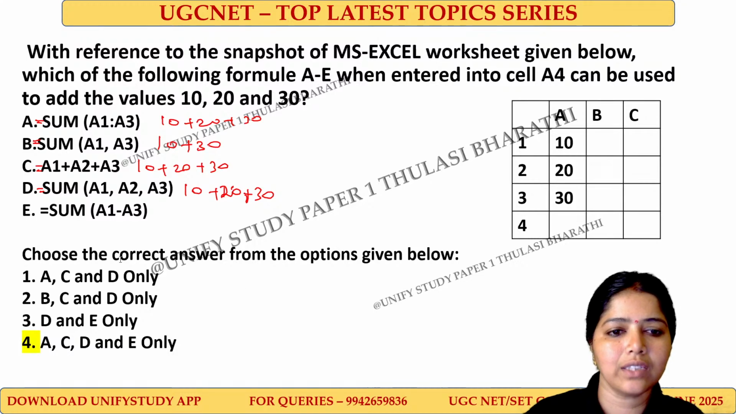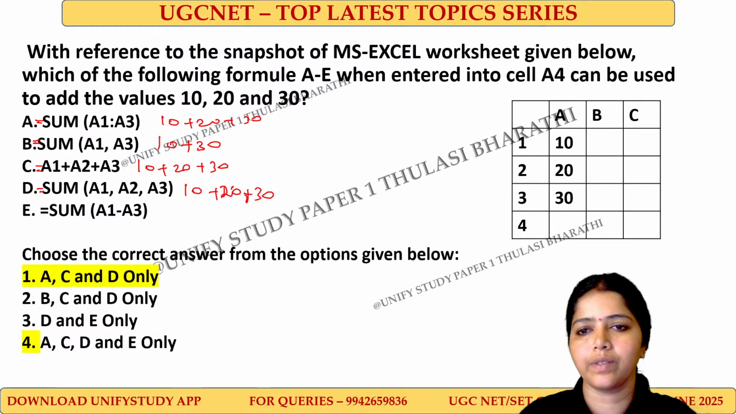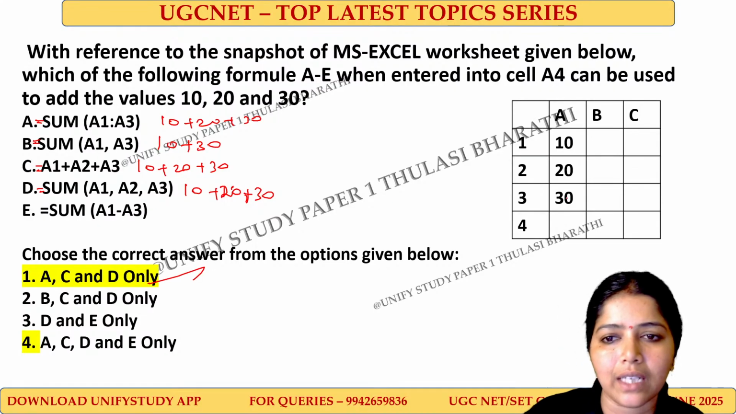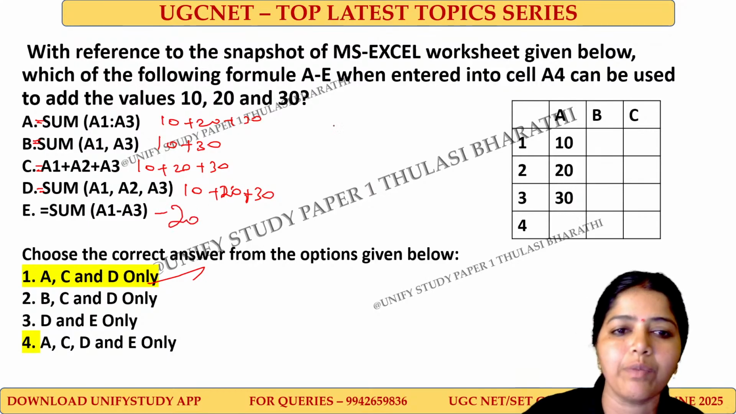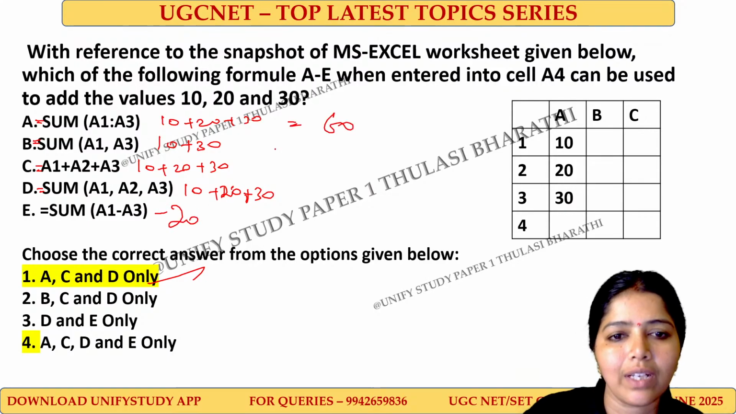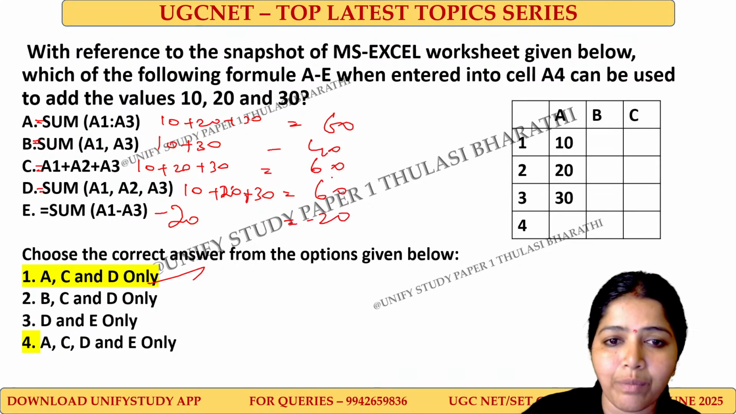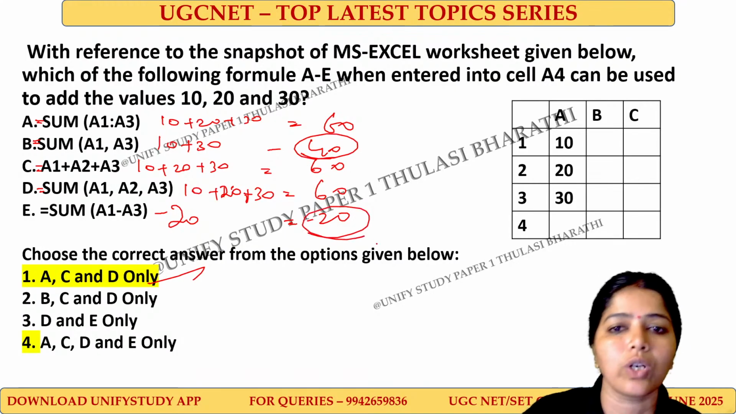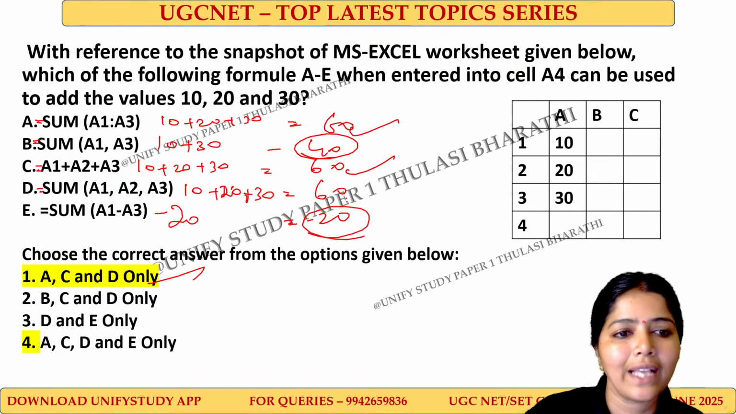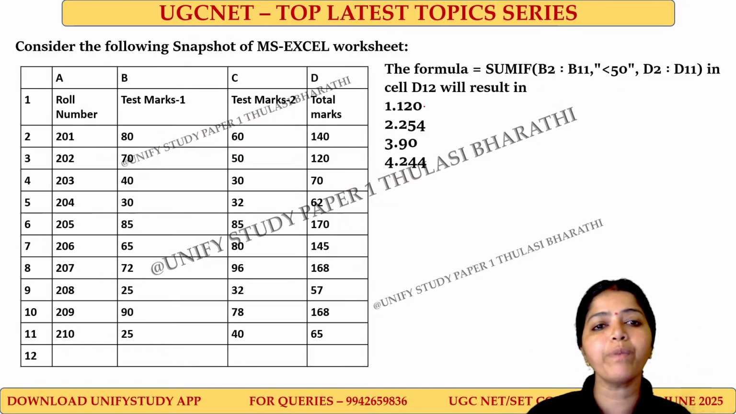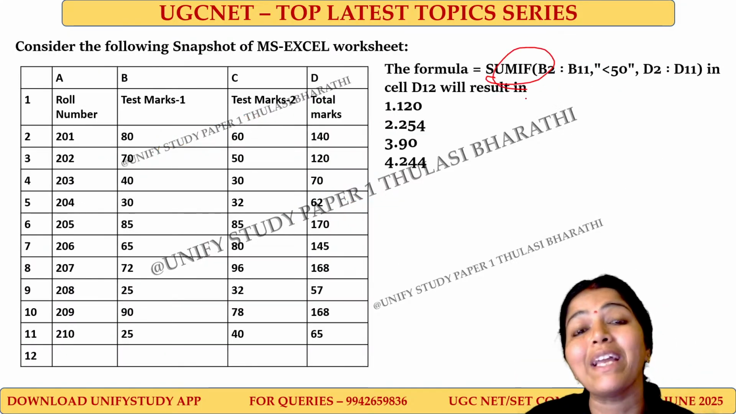The right answer is A, C and D for this question. Here 10 minus 30 will come, that is minus 20 will be printed. And here 60 will come, here 40 will come, here 60 will come, here 60 and here minus 20 will come. So here this answer and this answer are not the same. So A, C and D is the right answer for this question. Yes, very good. Now we move to another question with sum if.